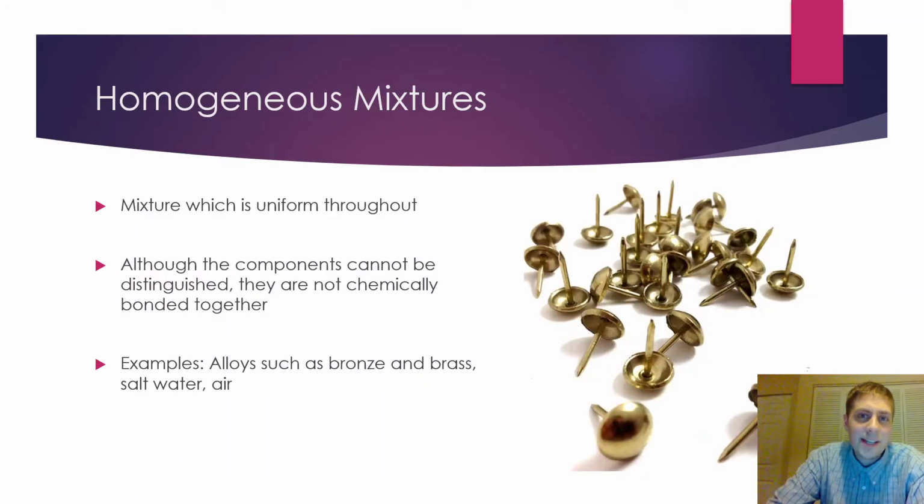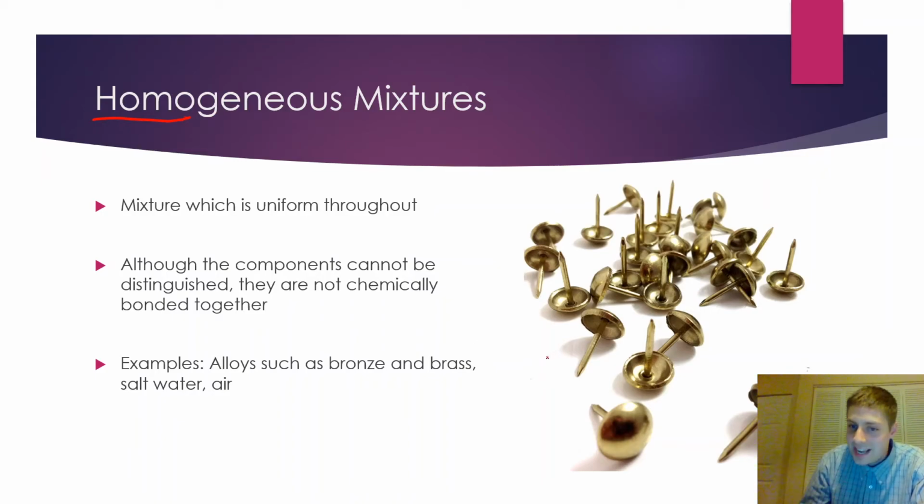The other type of mixture is a homogeneous mixture. And once again, we have our prefix homo, meaning the same. So a homogeneous mixture is completely uniform throughout, even if you put it under a microscope. But although the components can't be distinguished from one another, they're still not chemically bonded together, which means it is still a mixture. So for example, an alloy such as bronze and brass, right?